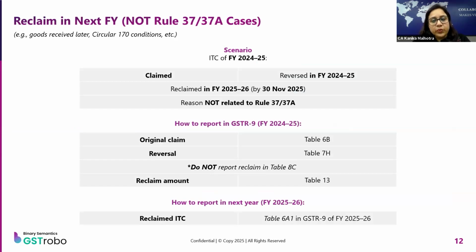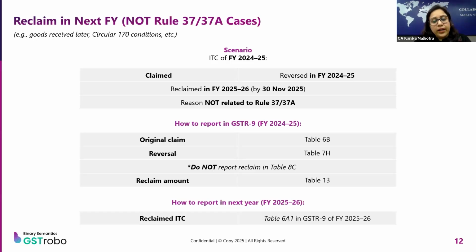Okay. Now, we have taken another scenario where the ITC is of financial year 24-25. You have claimed and reversed in financial year 24-25 itself, but reclaimed in 25-26 by 30th November. So, how will it be reported in GSTR 9? Taking it as not a case of 37 and 37A reversals, the original claim is definitely in 6B, reversals in 6H. Now we do not need to report in table 8C because this has already changed.